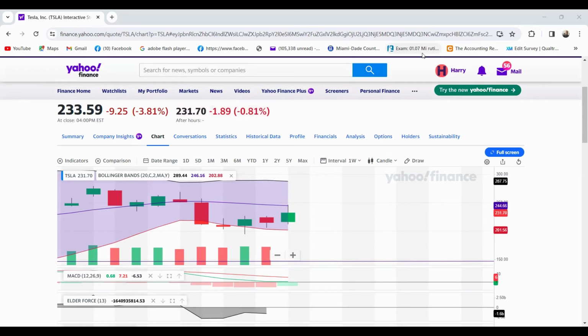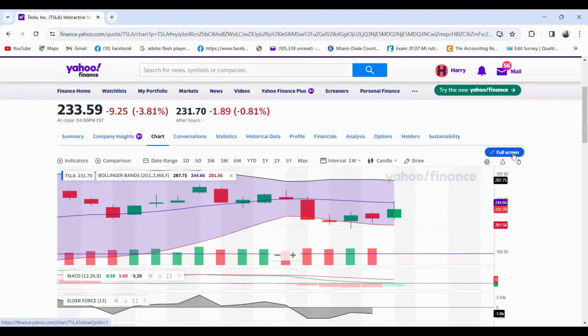The Bollinger Band itself is composed of three lines. One is for the upper level, another is for the lower level, and the third line is for the moving average. If you want, I can just show you. Those are the Bollinger Band here. I'm going to put it on a big screen for you, so you can see how the Bollinger Band works.